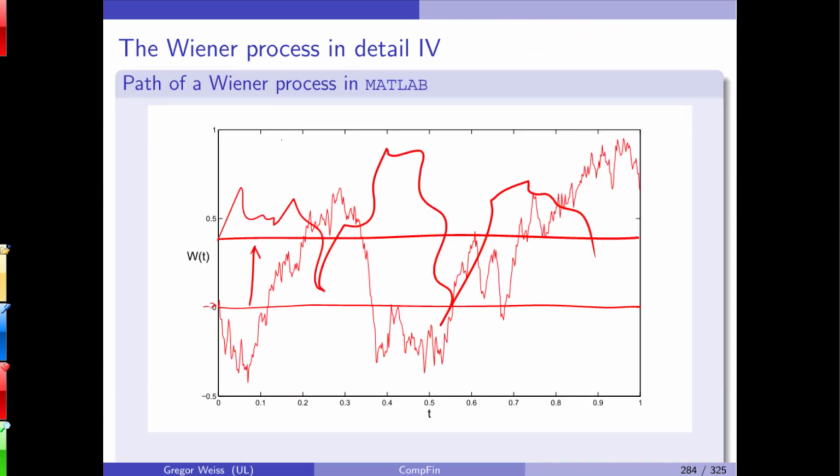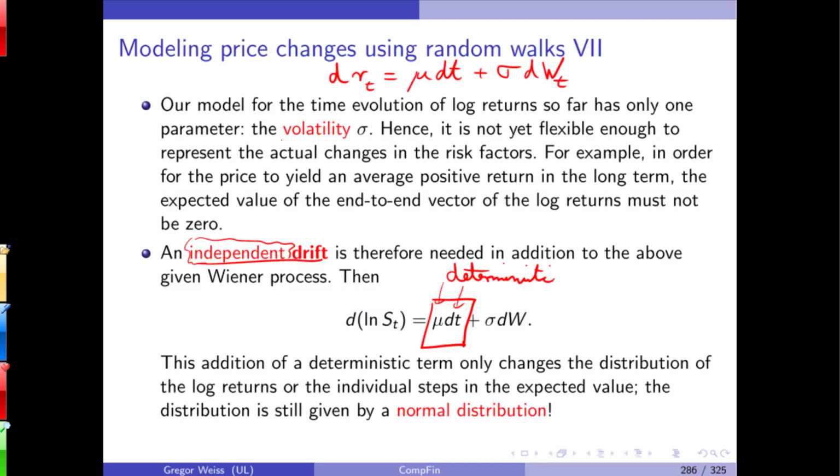or a differential notation. And this is why in many textbooks you see this differential notation, but you should remember that it should be interpreted as an infinitesimally small change in Rt is given by a parameter mu times the infinitesimally small change in time plus the changes of a Wiener process.